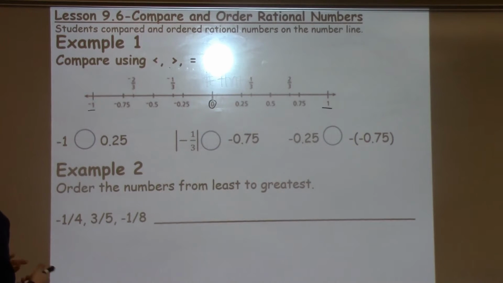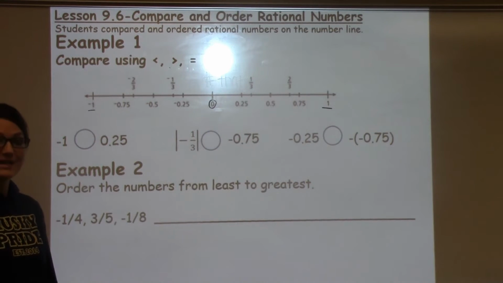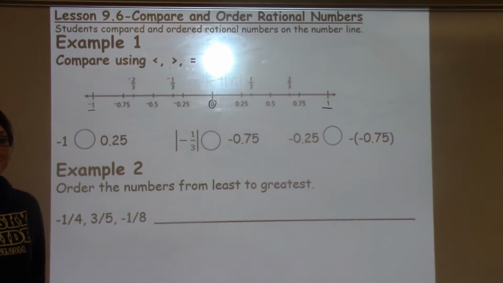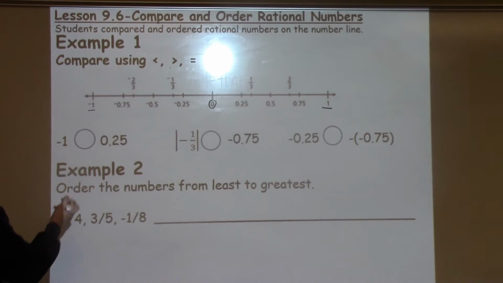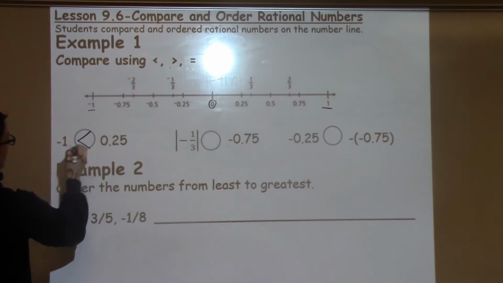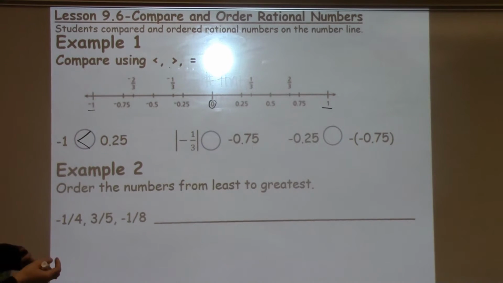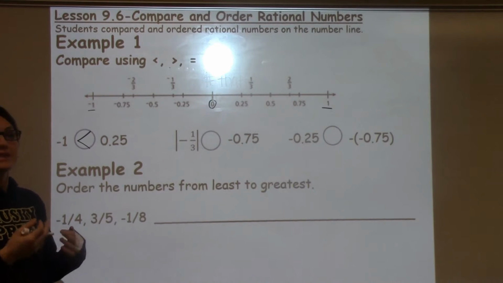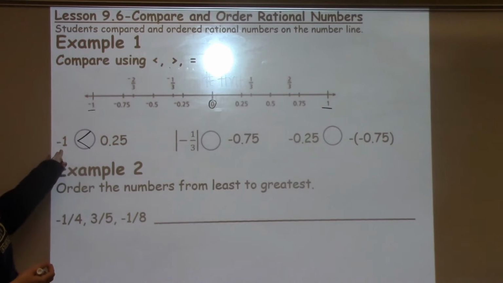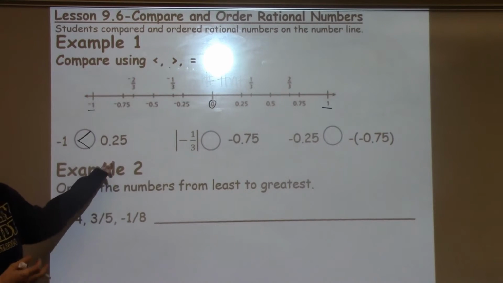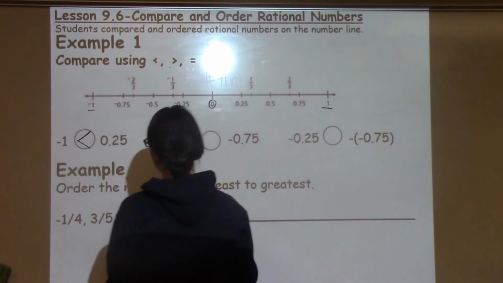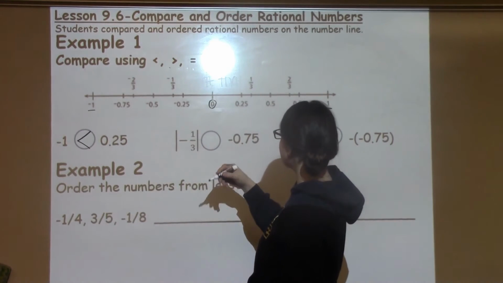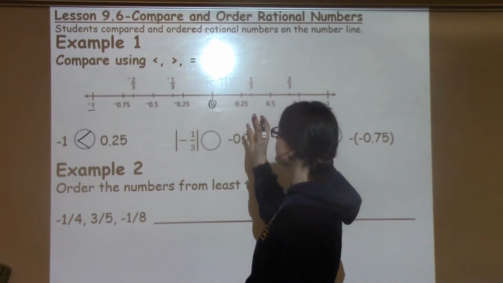Well, right away, the first thing that we tell students to look for is a positive or a negative. So if you have a number that is positive versus a number that is negative, then the positive number is always going to be greater than. So in this case, I don't have to do a lot of thinking about it. If I've got just a number that's negative and a number that's positive, the positive number is going to be greater.